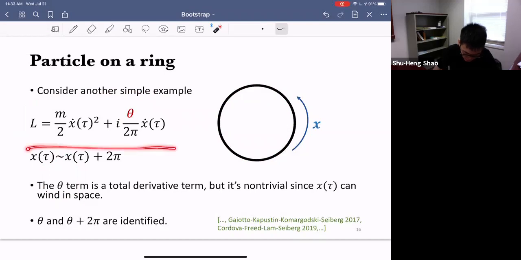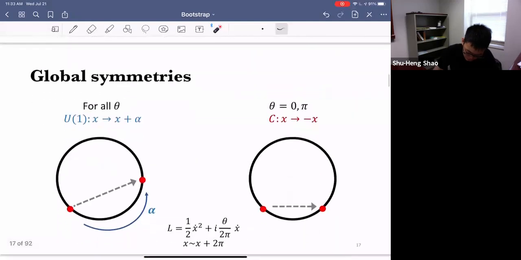In any case, this is a free quantum mechanics. The Lagrangian is quadratic, and we can solve it completely. Let's talk about the global symmetry of this quantum mechanics. Oh, I'm missing an m here. So I might have set m to be 1 in the following. For any value of theta, there is a global symmetry U1 that shifts the field x to x plus alpha, where alpha is a U1 phase. This is a symmetry for any theta.